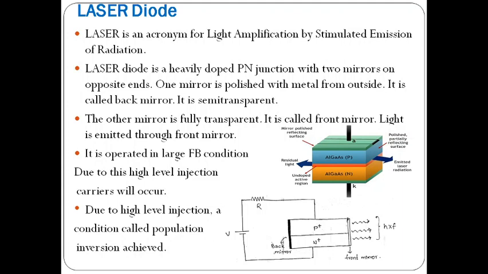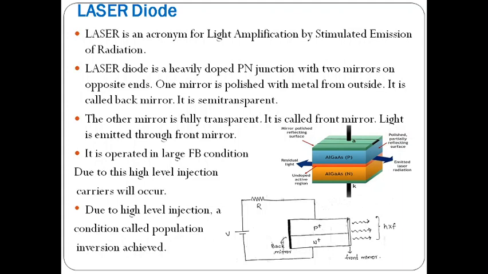Here, one mirror is polished with metal on the outside. It is called the back mirror. It is a semi-transparent mirror. The other mirror is fully transparent. It is called the front mirror. Whatever light is emitted by the laser passes out from the front mirror only.